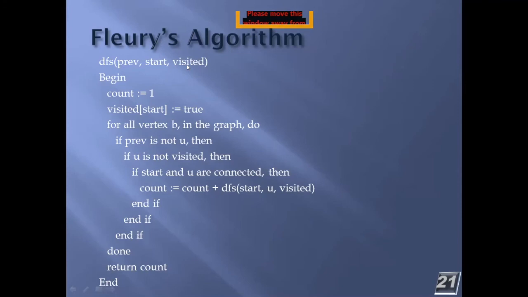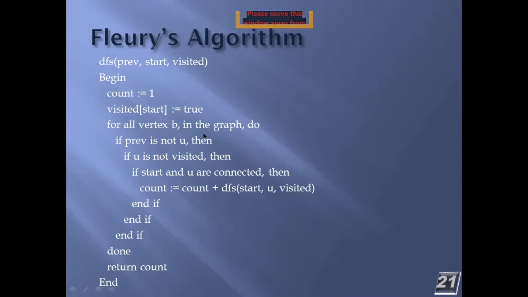First of all, I mark the start node, meaning the current node, as visited true. That means the node is already visited, and I initialize count with 1. Now here b contains the adjacent nodes of the current node in the graph.